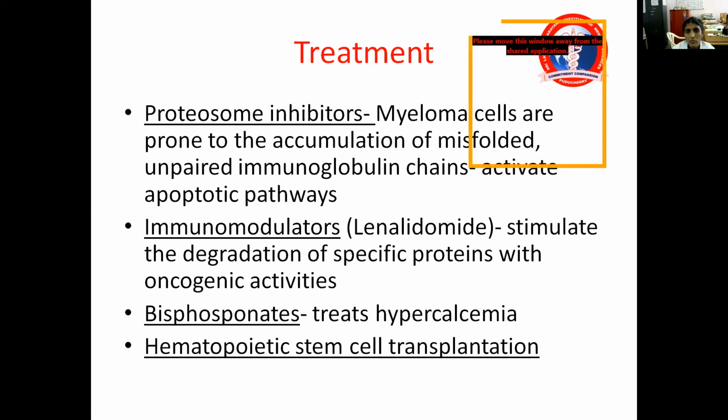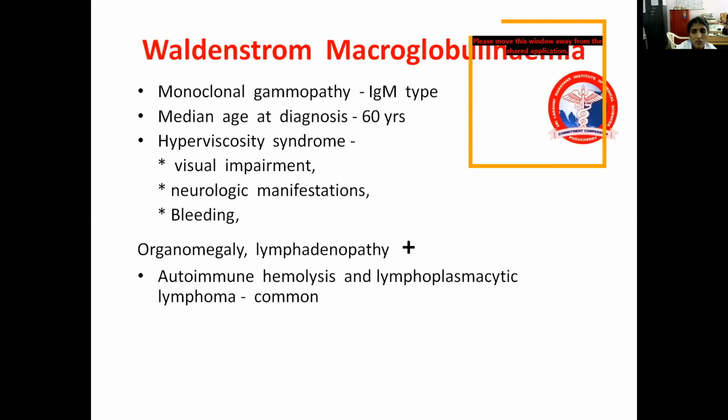So what are proteasome inhibitors? Myeloma cells generally are prone to accumulation of unpaired immunoglobulin chains, which will actually activate the apoptotic pathway. Then what about immunomodulators? Immunomodulators are the mainstay of therapy nowadays. An example is lenalidomide, which stimulates the degradation of specific proteins with oncogenic activities. Then the third is bisphosphonates to treat hypercalcemia. And of course, another mainstay of therapy is hematopoietic stem cell transplantation, which is basically an individualized therapy.